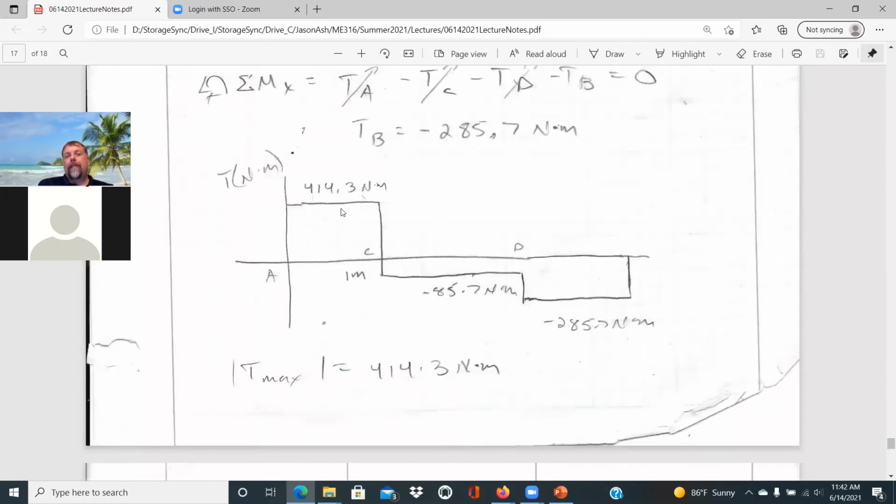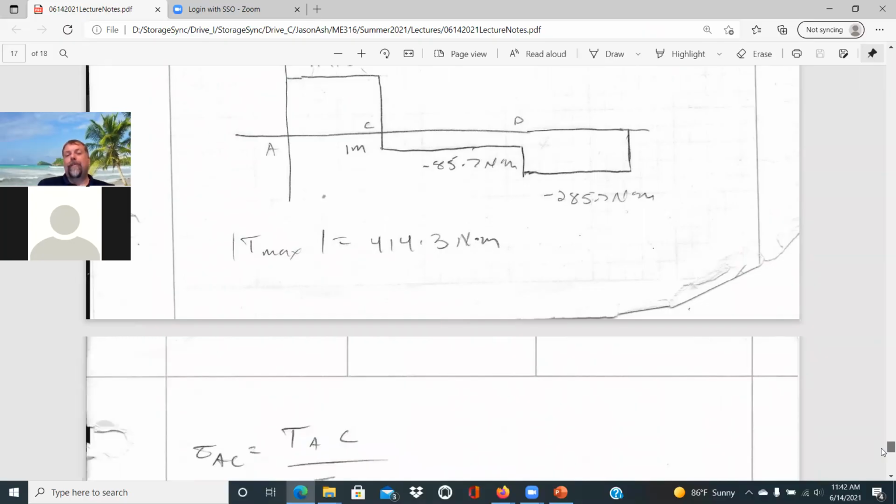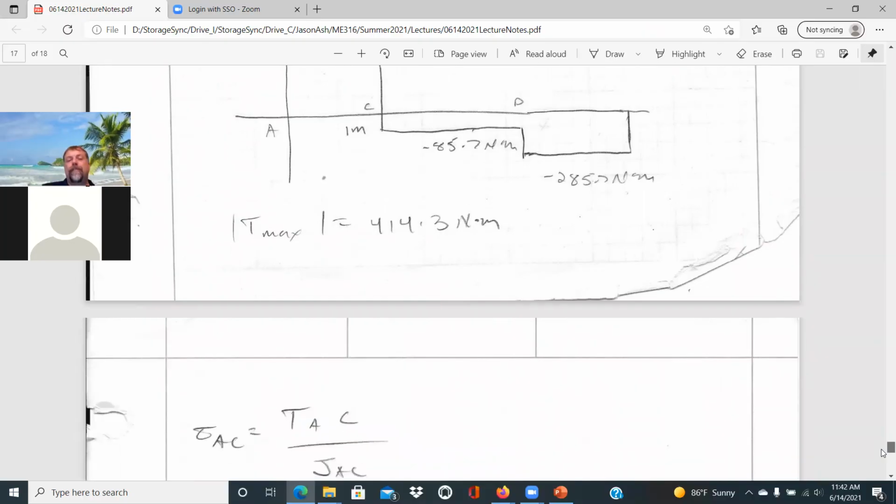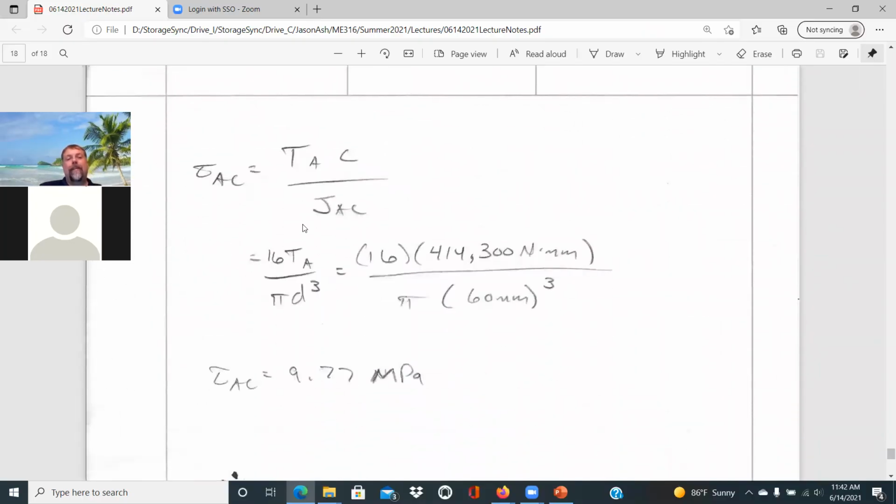And this is our maximum torque. So now we know our maximum torque, 414.3 Newton meters. And so we can calculate the maximum shear stress from that. And again, solid circular shaft, that's 16T over pi d cubed. That's fine to use if you're dealing with a solid circular shaft. You don't need to derive that each time.